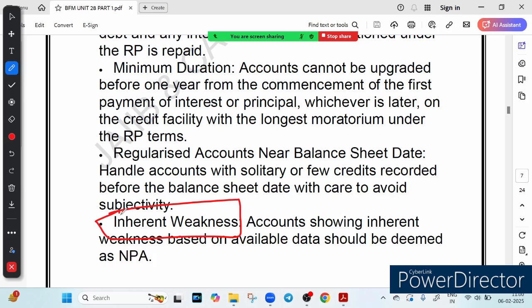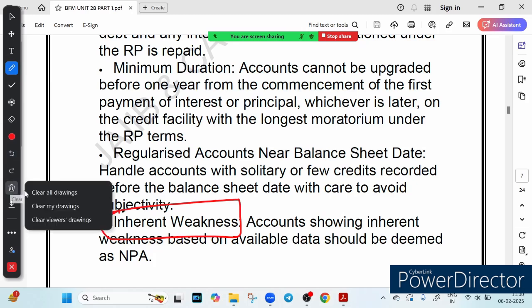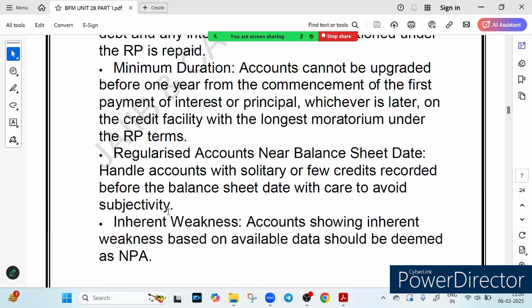Again I am repeating, even if the account seems to be improving, there is a catch. If the account shows signs of inherent weakness, meaning it is still not performing well enough according to the available data, it will remain in the NPA category. So what does this mean? It means if there is any sign that the borrower is struggling despite a few payments, the bank has to be realistic and keep the account as NPA. No need to upgrade it.